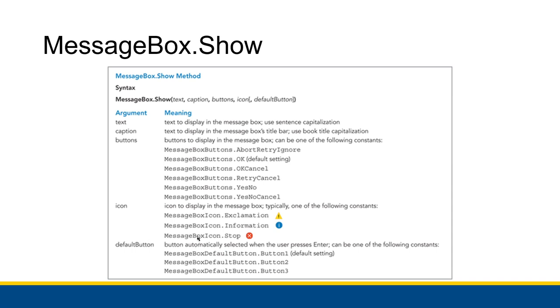And then there's default buttons, sort of like how the accept button works when you're creating your own application. Default button is the one automatically selected when the user presses enter. You can select button 1, button 2, or button 3. Only some of those will be valid, depending on the number of buttons that are there, and the number of buttons are going to be specified by your buttons argument. So abort, retry, ignore is going to have 3 of them, so you can do 1, 2, or 3. But okay is going to just have 1 button, so you can only use button 1.